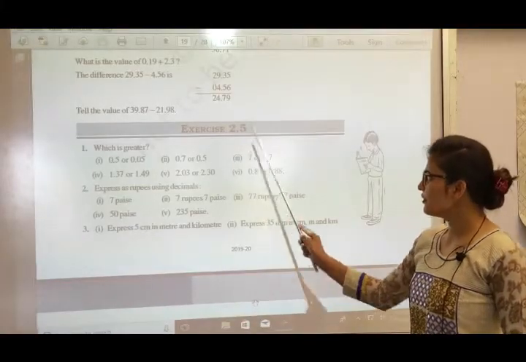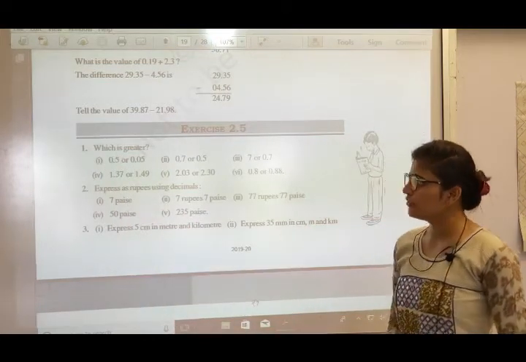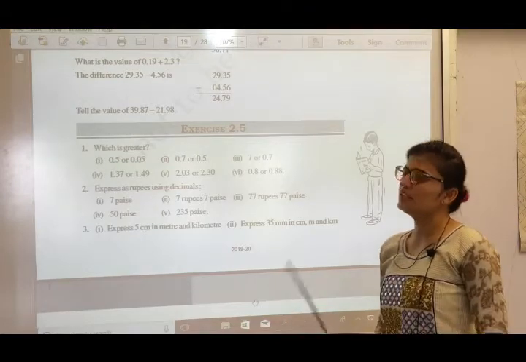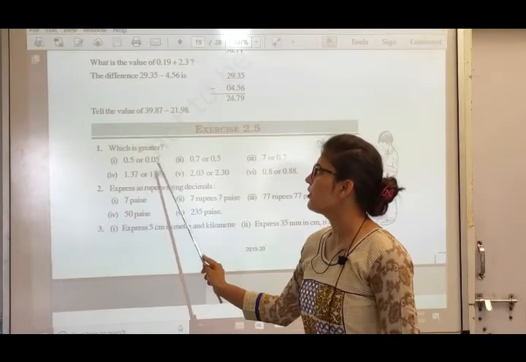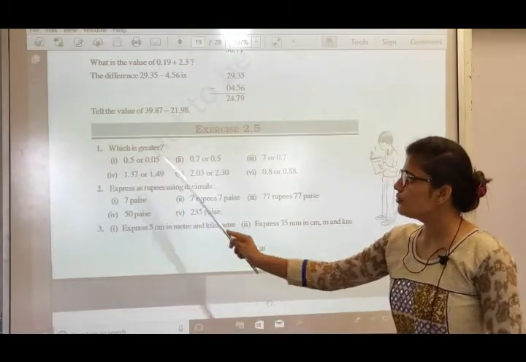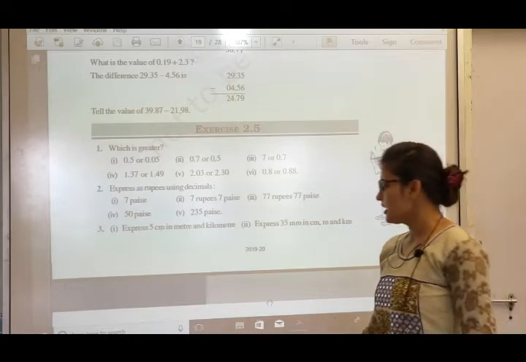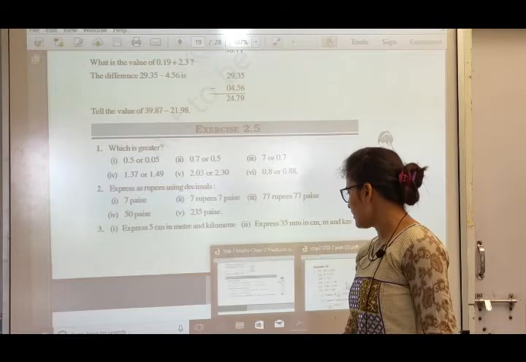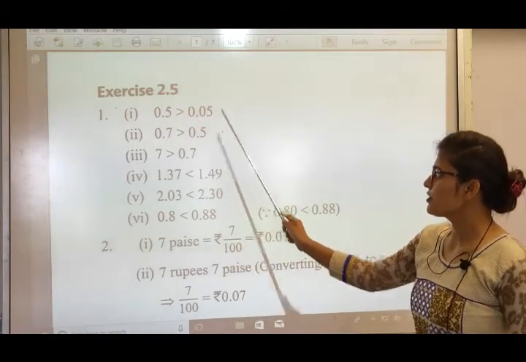Exercise 2.5, question number 1, which is greater? Now today we are going to learn about the decimals. Decimals means a point between two numbers. Here you can see 0.5 or 0.05. Two decimal numbers are given to you and you have to find out which of them is greater. So here is the answer. You can see 0.5 is greater than 0.05.